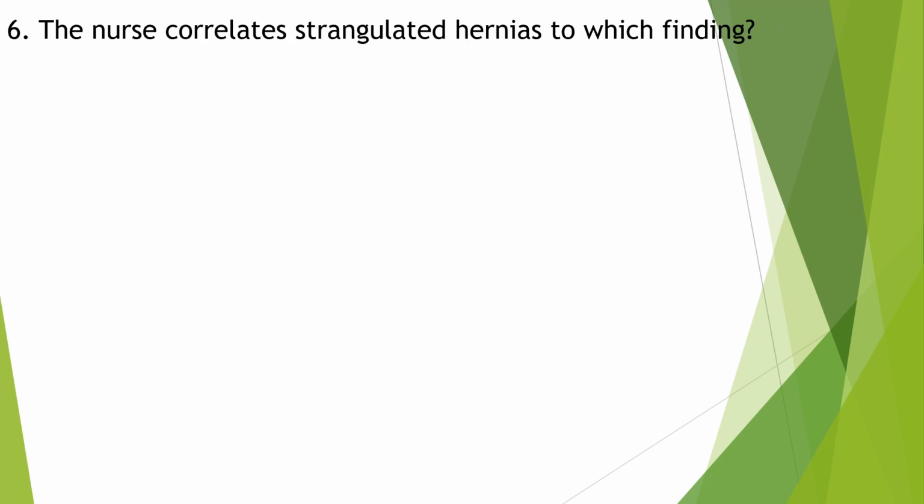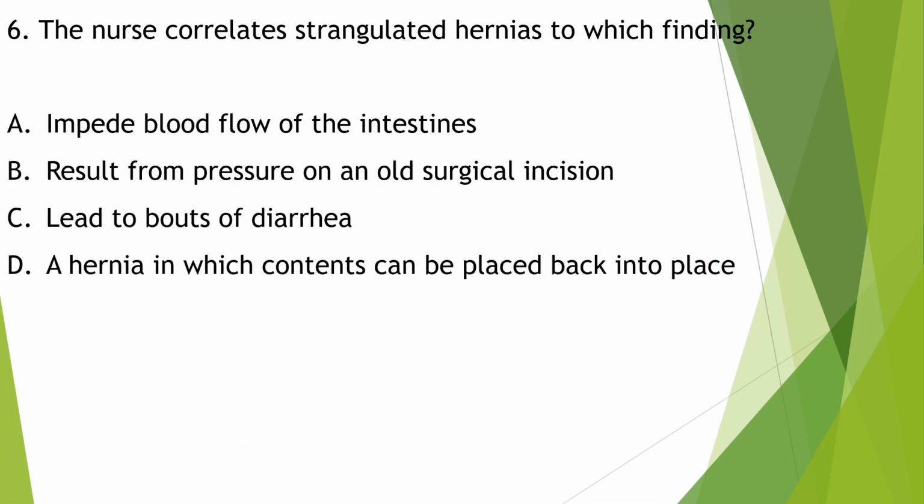The nurse correlates strangulated hernia to which finding? Impede blood flow to the intestines, result from pressure on an old surgical incision, lead to bouts of diarrhea, a hernia in which contents can be placed back into place. When the intestine protruding through an abnormal opening cannot be placed easily back into the abdominal cavity, manually or by lying down, it is known as irreducible or incarcerated.